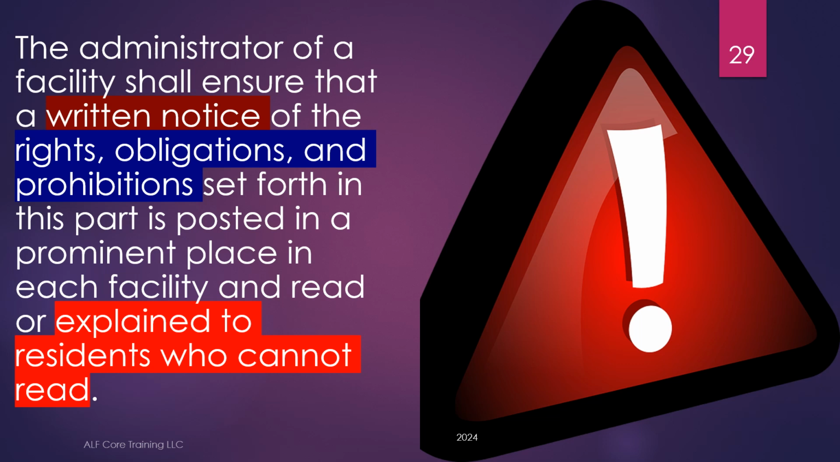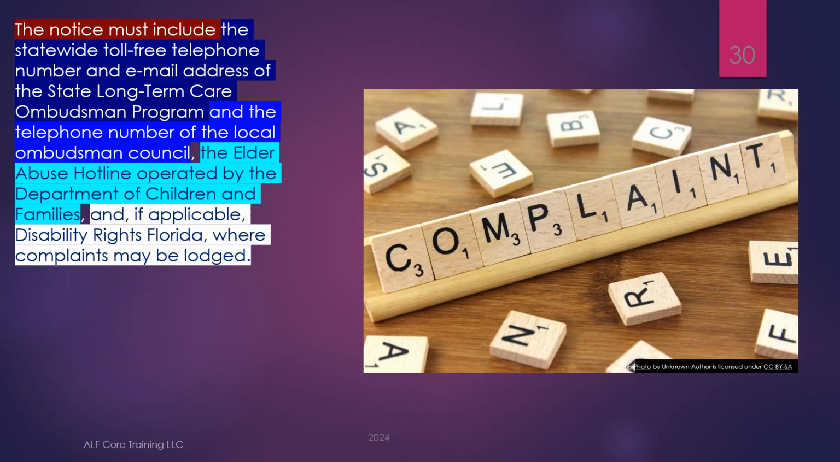The administrator of a facility shall ensure that a written notice of the rights, obligations, and prohibitions set forth in this part is posted in a prominent place in each facility and read or explained to residents who cannot read. The notice must include the statewide toll-free telephone number and email address of the State Long-Term Care Ombudsman Program and the telephone number of the local Ombudsman Council, the Elder Abuse Hotline operated by the Department of Children and Families, and if applicable, Disability Rights Florida, where complaints may be lodged.